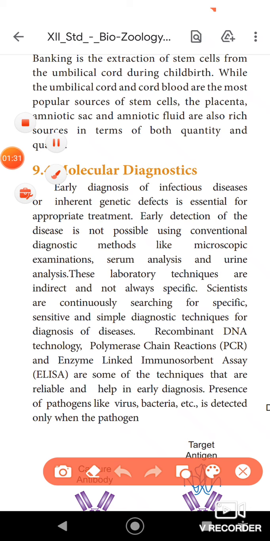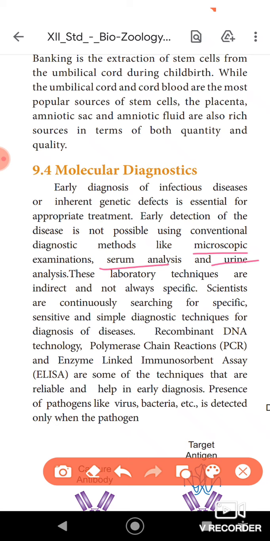You can see some conventional diagnostic methods, including microscopic examination, serum analysis, and urine analysis. These are all conventional diagnostic methods to find out the pathogens. But it is not a convenient way of diagnosis because it takes a lot of time to detect the pathogens in the particular serum. If the detection of the pathogen takes more time, giving treatment to the patient is very difficult.